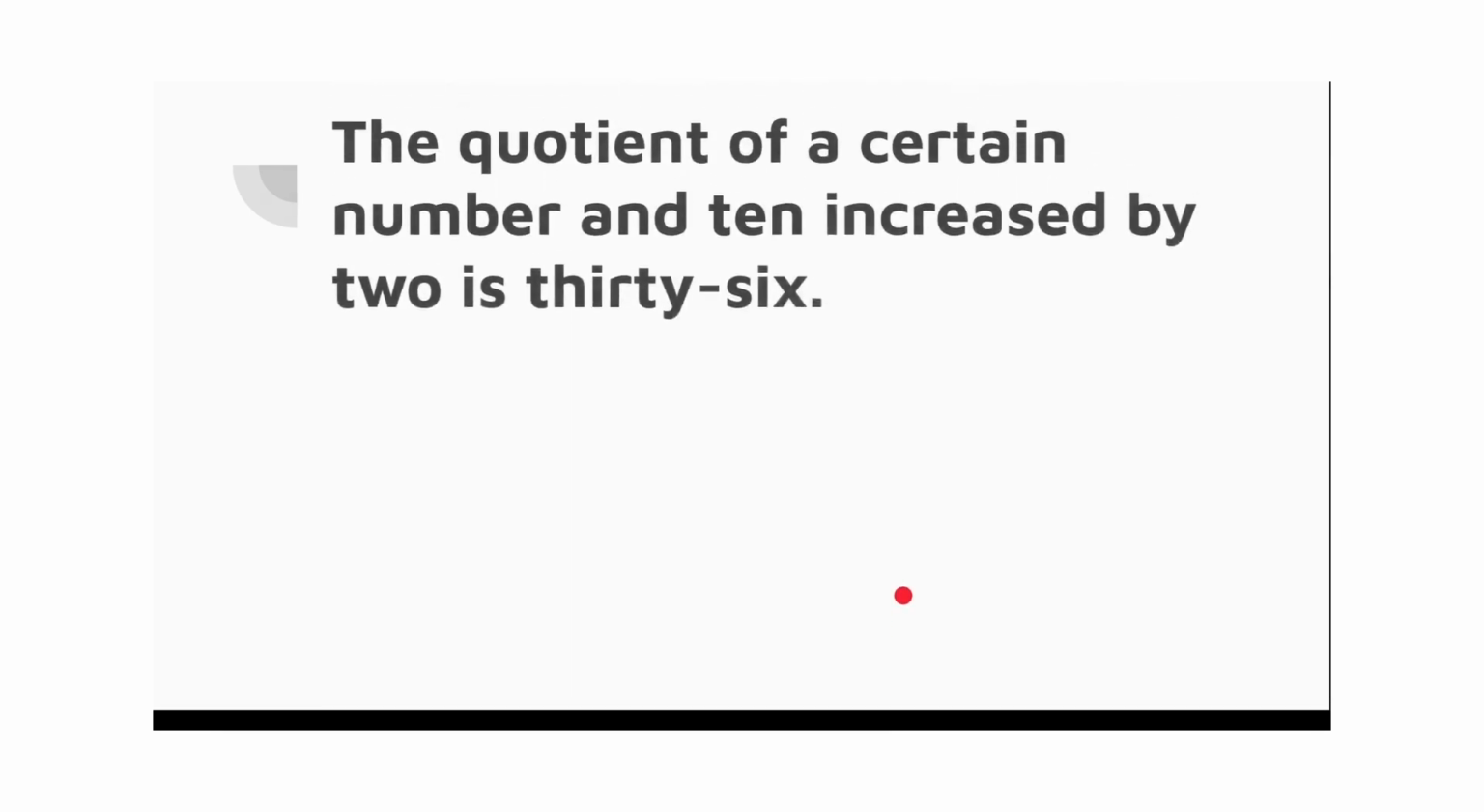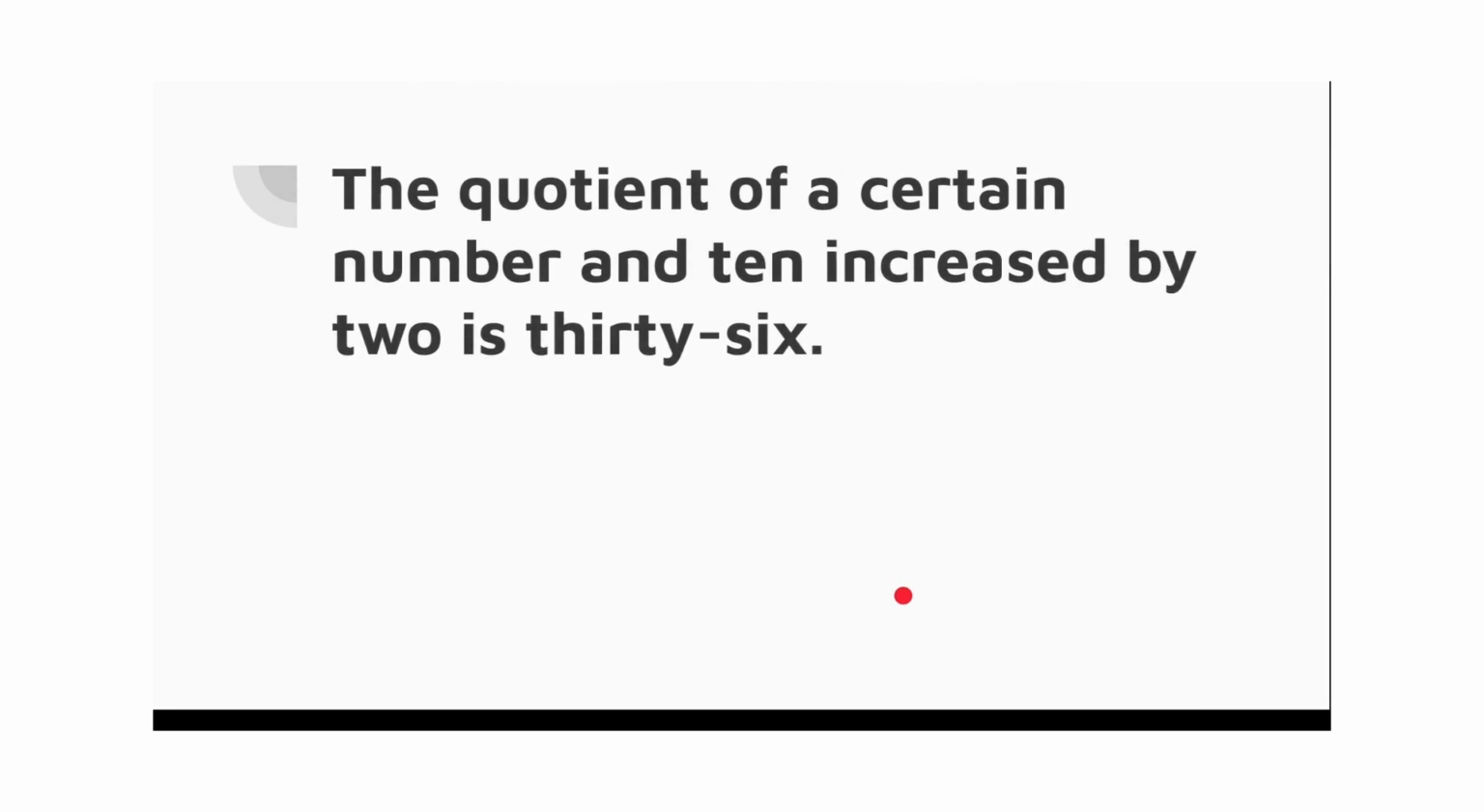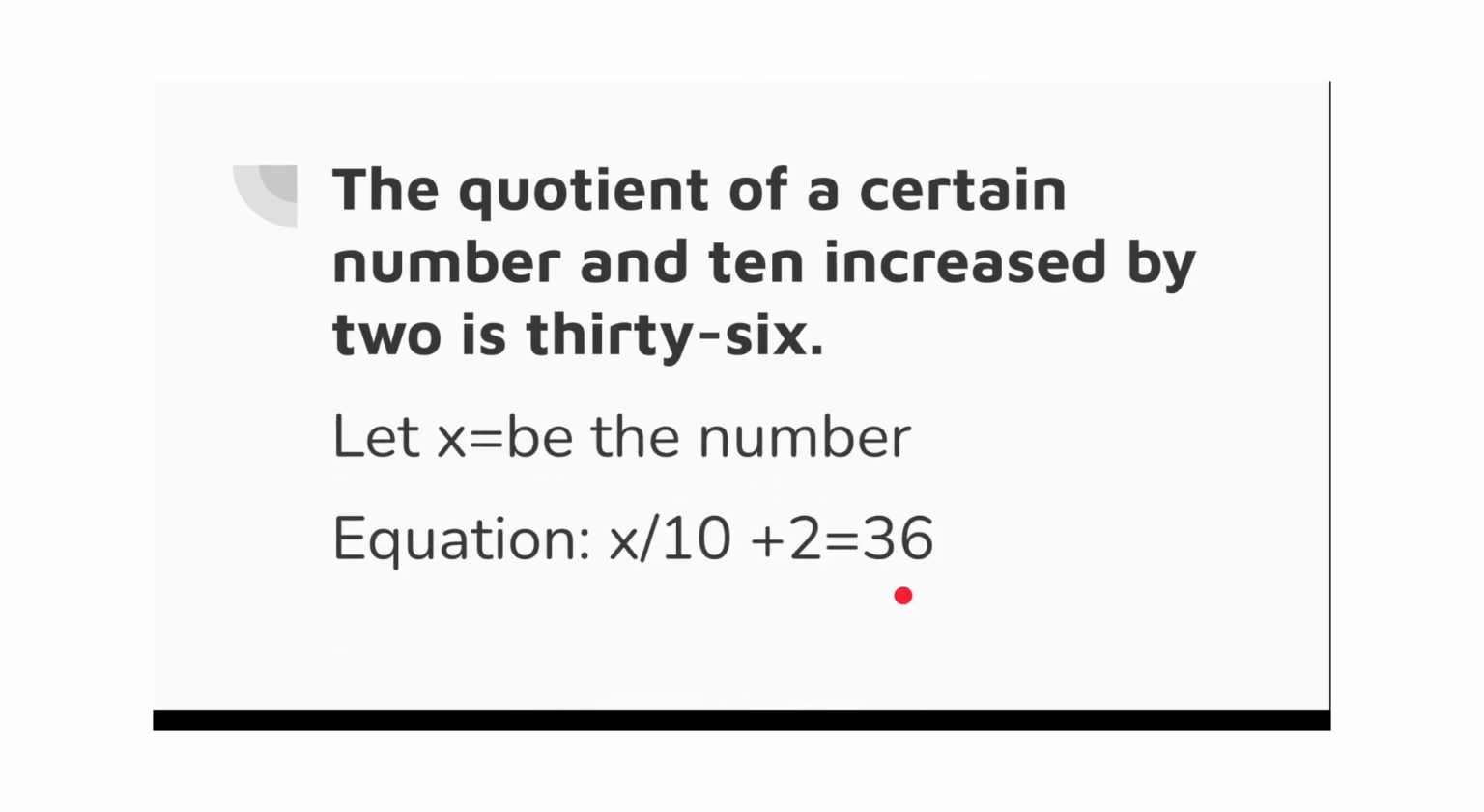Let's try some more. The quotient of a certain number and 10 increased by 2 is 36. So again, we let x be our unknown number. So by now, I think you know what to do for the first step. You have to always represent that unknown number as a variable, okay, using any letter. And then we find the equation. The equation says the quotient of a certain number and 10. So you have x divided by 10 or over 10, increased by 2. So you have plus 2 is equal to 36.